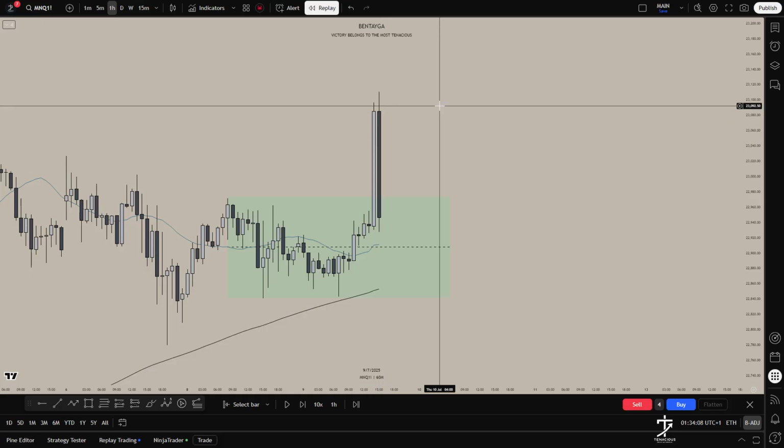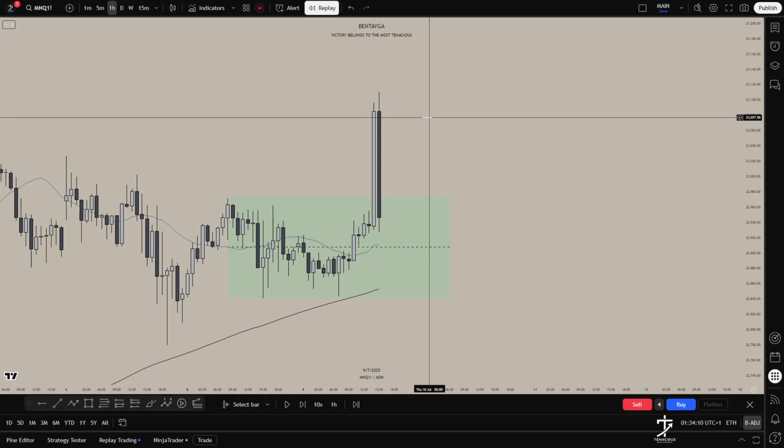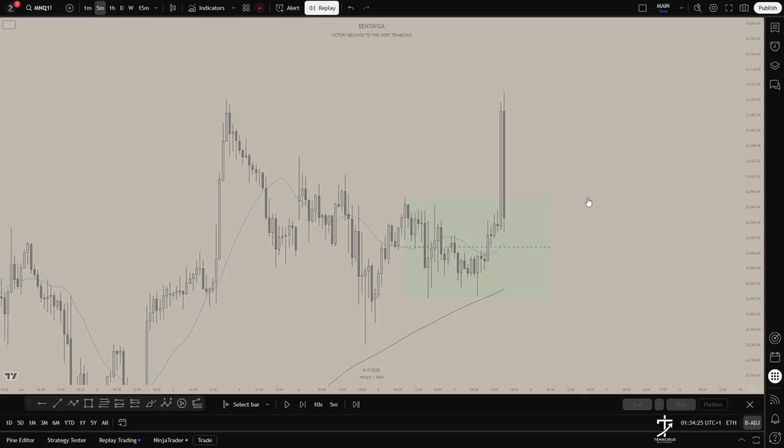Remember, we can only take the setup if we see the setup. If we don't see it, then we can't take it. It is as simple as that. And I know it's easier said than done, but these are some of the things that you're gonna have to install within yourself.